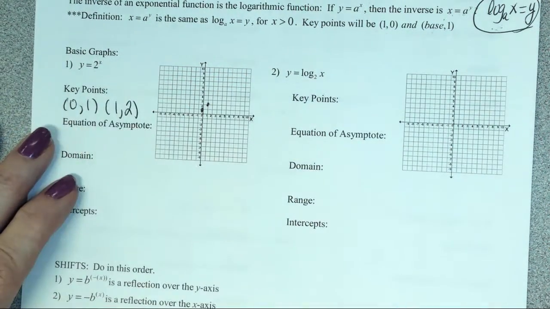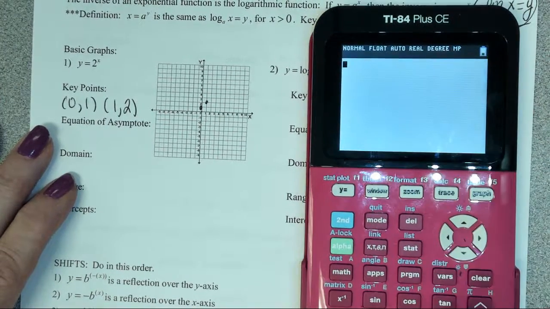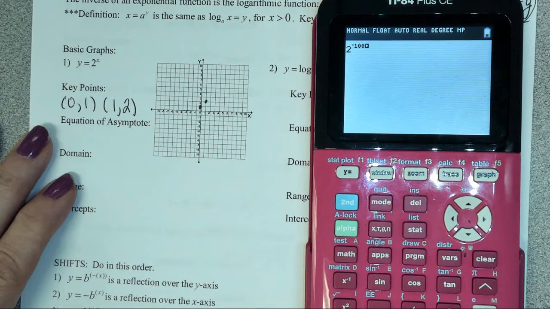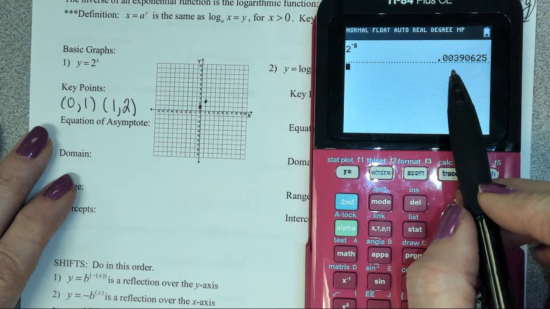Think about plugging in a negative value. Look at this, guys. If I plug in a negative value, 2 raised to the negative 100, the calculator is not going to like that. I'm not going to do anything that big. Let's clear that. Let's do 2 raised to the negative 8th. Do you see how that is not a negative number?